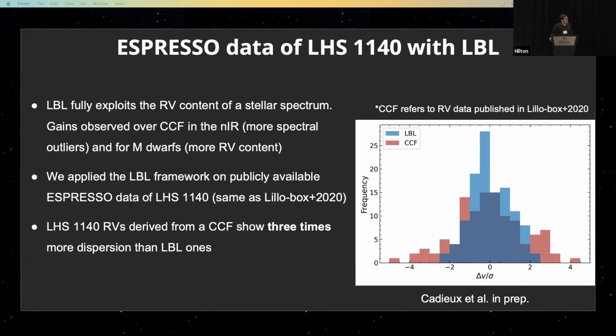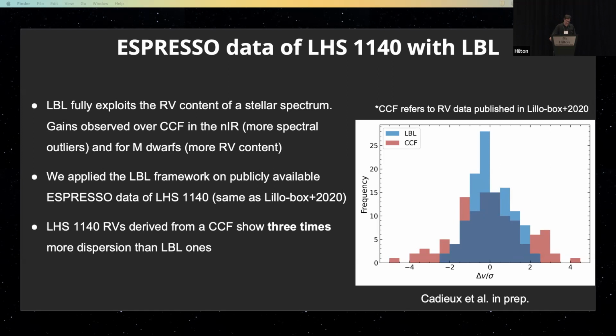So the LBL, similarly to template matching, fully exploits the radial velocity content of a stellar spectrum. In the line-by-line paper, we demonstrated that it outperforms CCF in the near-infrared, mostly because in the near-infrared we have more spectral outliers. But also we showed for HARPS data of Proxima that it also outperforms CCF for M dwarfs because M dwarfs have more RV content. Their spectrum is characterized with molecular lines, often lines that are blended together. And so you really want to take the full spectrum into consideration to obtain the most precise RV measurement possible.